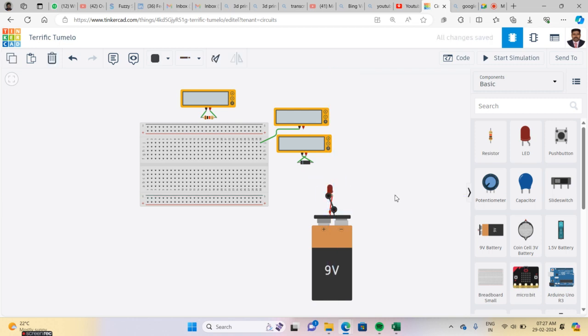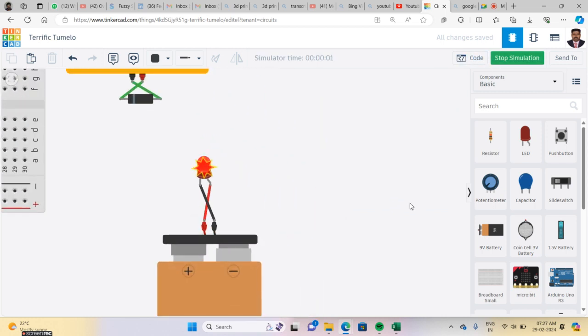The moment I connect and start simulate, you can observe some danger indication is present over there. It shows the current through the LED is 9.915 milliampere, while the maximum allowable current rating is only 20 milliampere. That 20 is 0.02 ampere. Only 0.02 ampere is allowed, but it draws 0.915 ampere. So how to limit this current?